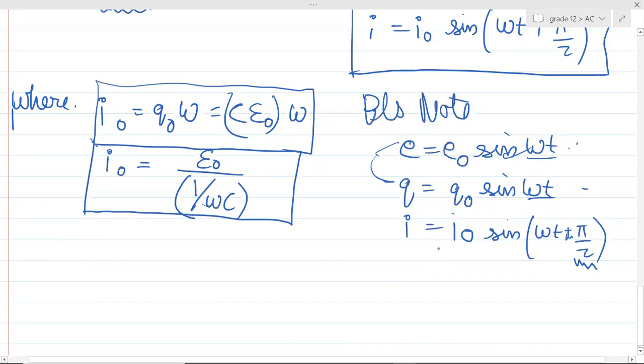Yes or no, guys? So when we try to compare it, can you see sine, sine, sine? Here it was omega t, the same phase. But here it was omega t plus pi by 2. So I told you, this thing is called the phase, right? So the phase of current is basically pi by 2 ahead of basically what? EMF and charge. Is this clear?